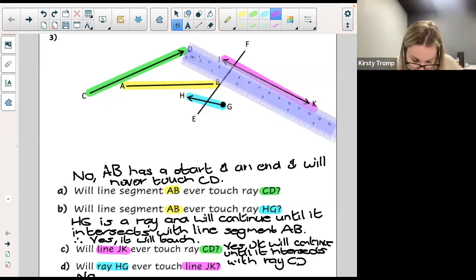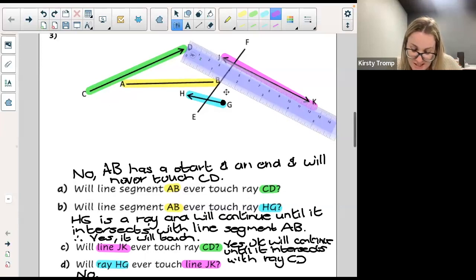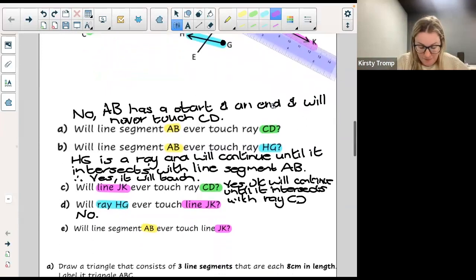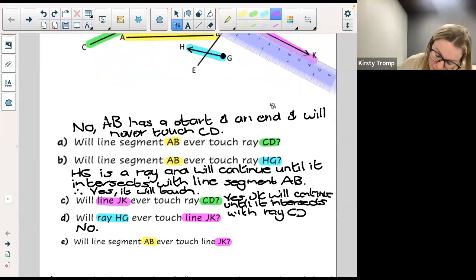Okay, so no, they definitely will never touch because AB is a line segment. So it's got a start and an end. It ain't going nowhere. Whereas JK is going in a direction that doesn't go anywhere near line AB. So will line segment ever touch JK? No.